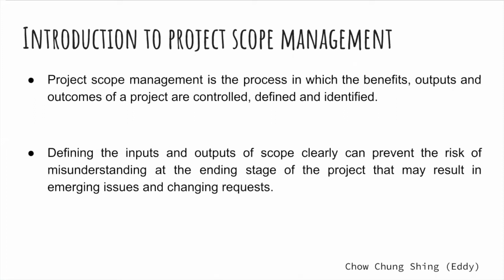A high-level scope is usually recorded in the business case in order to support the chosen option and the investment appraisal. Defining the inputs and outputs of scope clearly can prevent the risk of misunderstanding at the ending stage of the project that may result in emerging issues and change requests. Within the scoping process, assumptions need to be documented to state the work that is part of the scope. The scope detail emerges from the decomposition of chosen options to satisfy the requirements of sponsors.